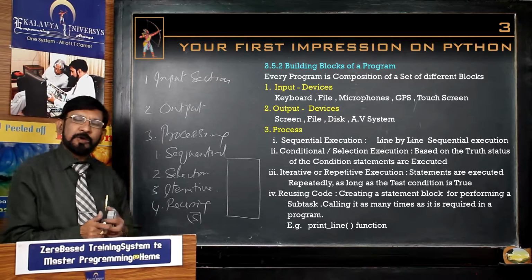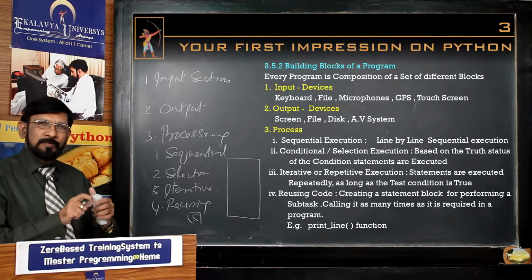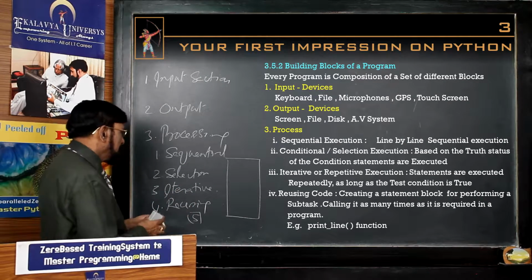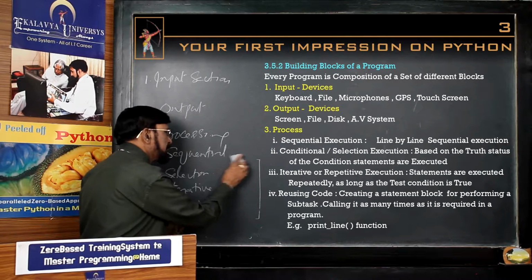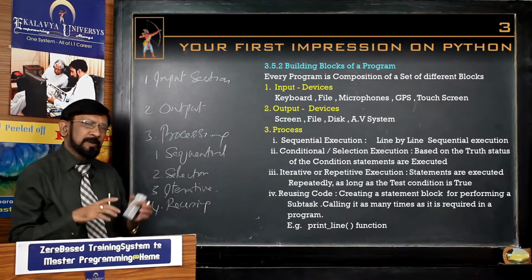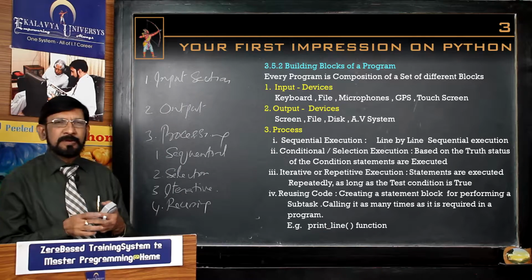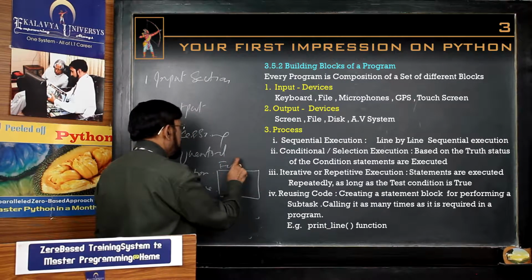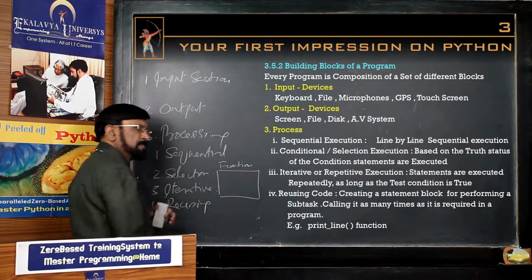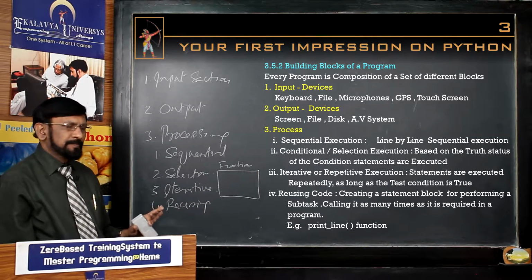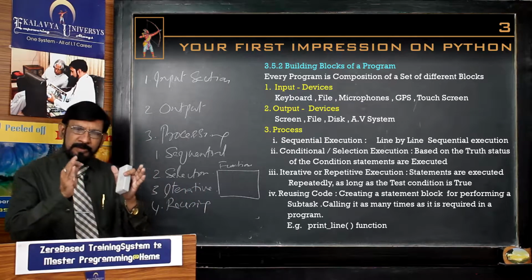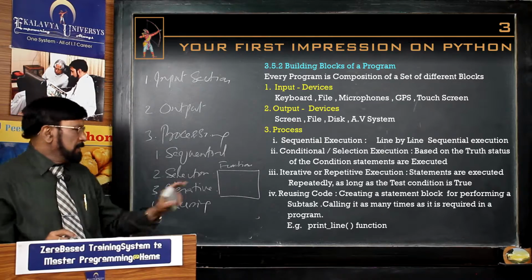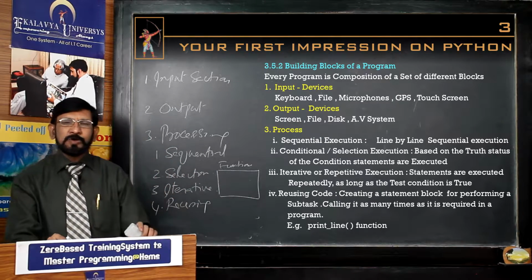So it is tedious job, error prone. Programs will become too big. It is very inefficient. That's why reusing code is required. Reusing code, there are many ways. One of that is developing functions. In this chapter only, at the end I will explain what is function.